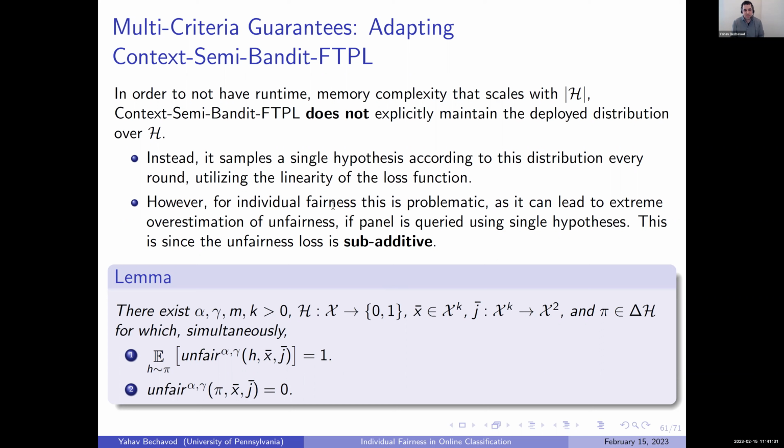The problem is that we don't explicitly maintain the deployed distribution that is played on every round, but we sample a single hypothesis from the distribution. For the fairness loss, this can be a gross overestimation. For example, if you have two base predictors predicting 0 and 1, and 1 and 0, and the individuals are similar according to a metric, if you always sample one of them, you will always have violations, a linear number of violations. But if you mix them together and predict 0.5 and 0.5 and send it to the auditor, it says there's no problem. So this is basically the dilemma: single realizations are not enough in our setting. We have to actually estimate this deployed policy, which is not observable to us.